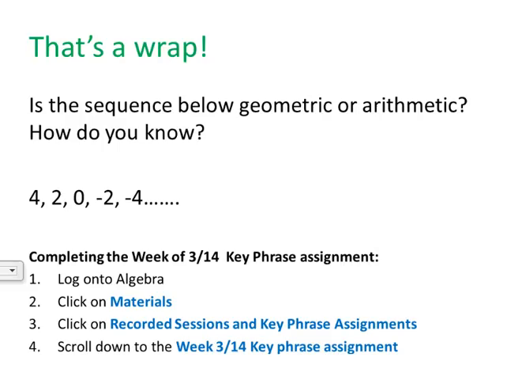And we are going to stop here. So in the sequence below, I have a sequence 4, 2, 0, -2, -4. I want you to tell me if that sequence is a geometric sequence or an arithmetic sequence. And then you also need to tell me how you knew or why you chose geometric or arithmetic to get full credit. So directions to complete the key phrase assignment are below in case you need that reminder.